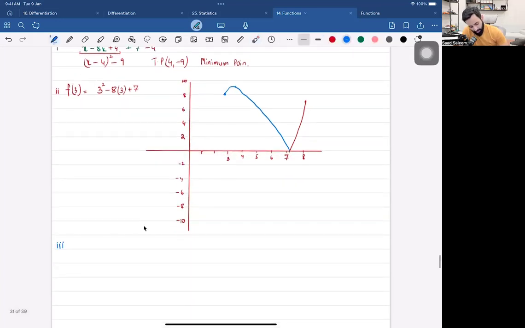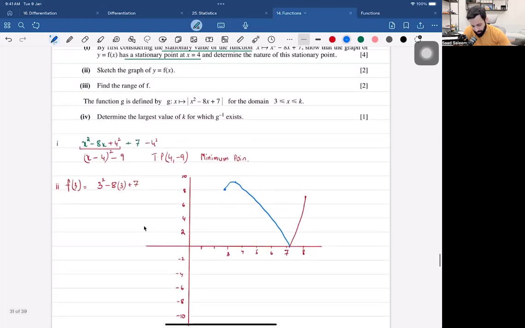So that means the range of this graph, or the range of f, will be greater than or equal to 0, lesser than or equal to 9. Let's see if that's the correct answer. Yep, that is the correct answer. Is 9 included and 0 included? Yep, they're both included. Okay, now part 4.